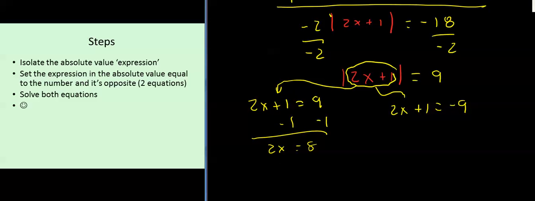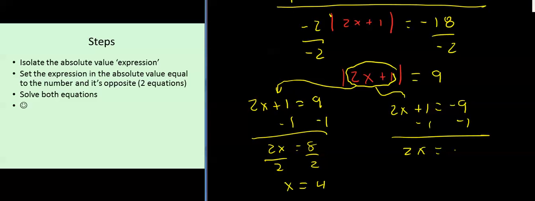Don't take shortcuts. Divide by 2, x equals 4, and subtract 1, 2x equals -10, divide by 2, x equals -5. The solution to my equation then is the two numbers 4 and -5.